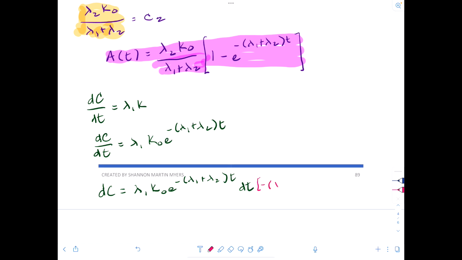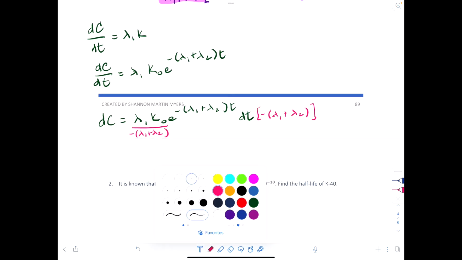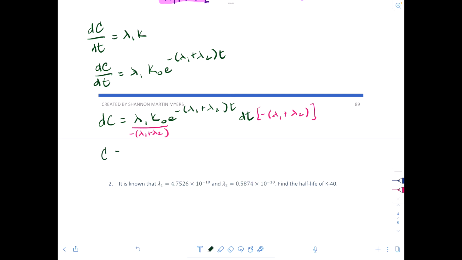So we need a negative lambda 1 plus lambda 2. So we're going to divide by negative lambda 1 plus lambda 2 to get C equals lambda 1 times K0 over, this has a negative sign, over lambda 1 plus lambda 2 e to the negative lambda 1 plus lambda 2 times t plus some constant 3.